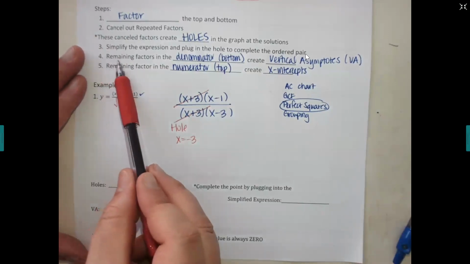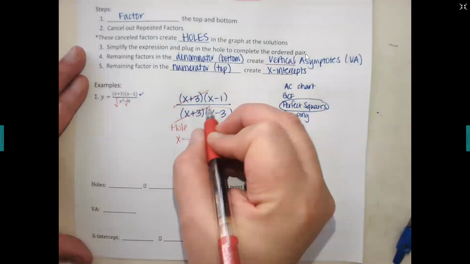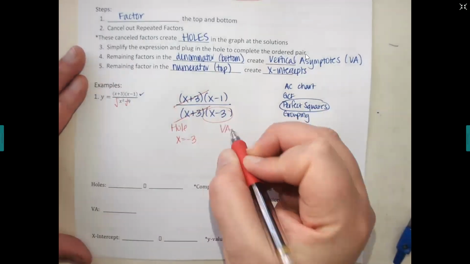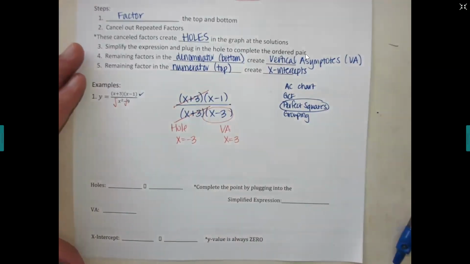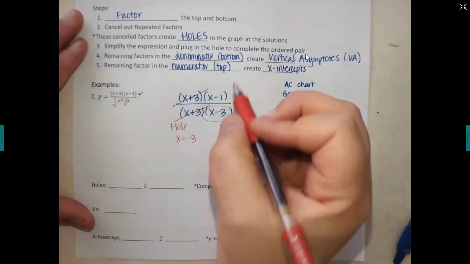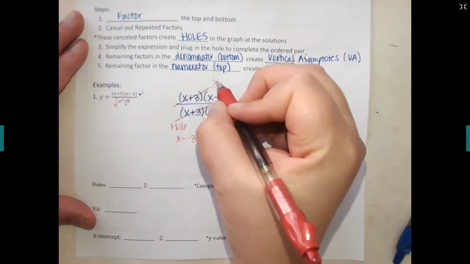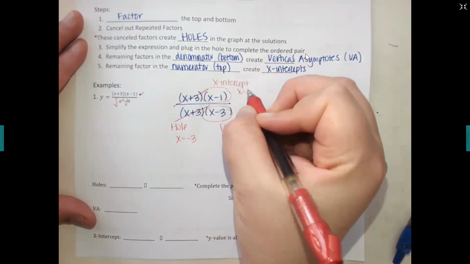Any remaining factors in the bottom create vertical asymptotes. So if this is left in the bottom, I'm going to have a vertical asymptote at x equals +3. And then any x's that are left in the top are going to create x-intercepts. So if I have a -1 left on top, that means my x-intercept is going to be at x equals +1.